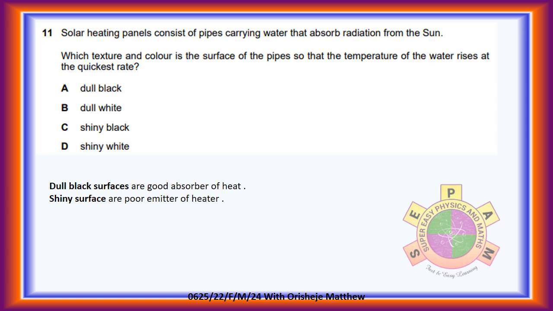White surfaces reflect most of the sunlight, making them poor choices for solar heat absorption. Therefore, dull black pipes will lead to the quickest rise in water temperature within the solar heating panels. The correct answer is option A.